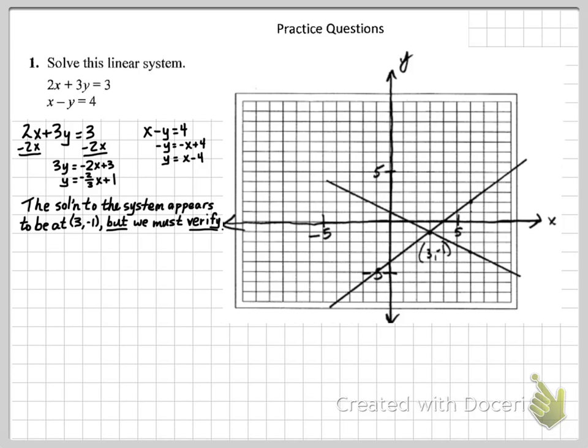So we're going to have to plug x equals 3 and y equals negative 1 into both of our original equations and see if it works. In the first equation, we end up with 3 equals 3. That works. And in our second equation, we end up with 3 minus negative 1 equals 4. That one works. So we verified that (3, negative 1) is the solution to our system of equations.